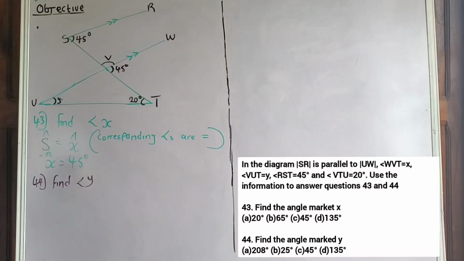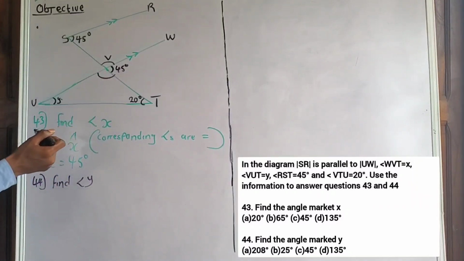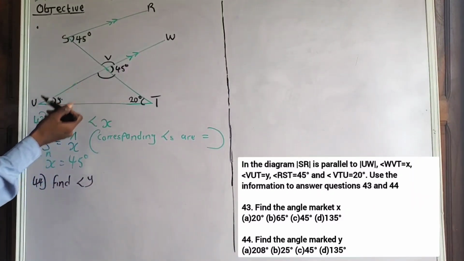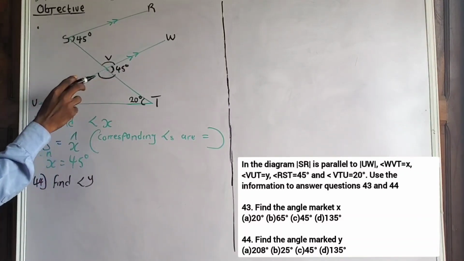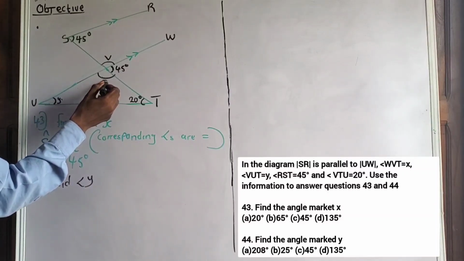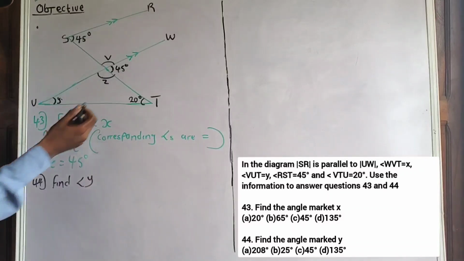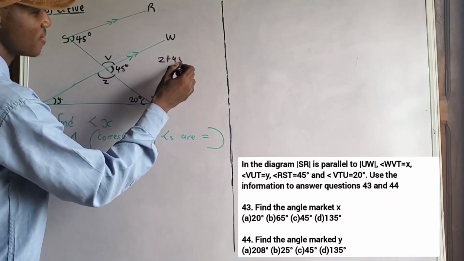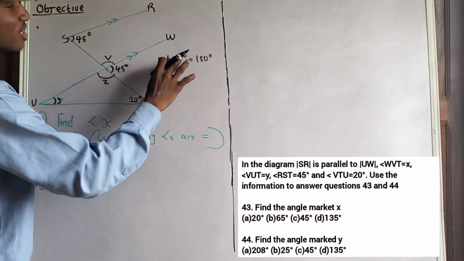Please kindly pay attention. To get the value of this angle, you can use two methods. The first method is this. Just get the angle that is here. If this is 45 degrees, what will be the angle that is here? Because this angle and this angle, which is 45 degrees, lie on a straight line. If this angle is, let's represent it as Z, Z plus 45 degrees must be equivalent to what? 180 degrees. The reason is because the sum of angles on a straight line is 180 degrees.